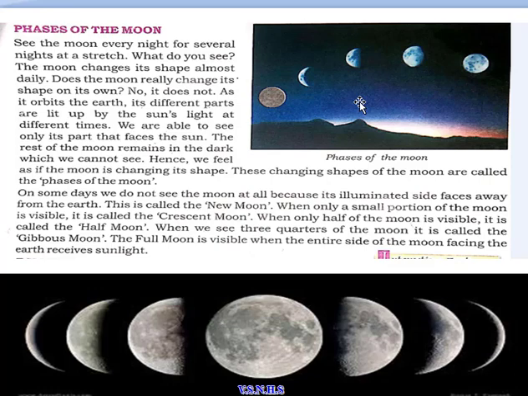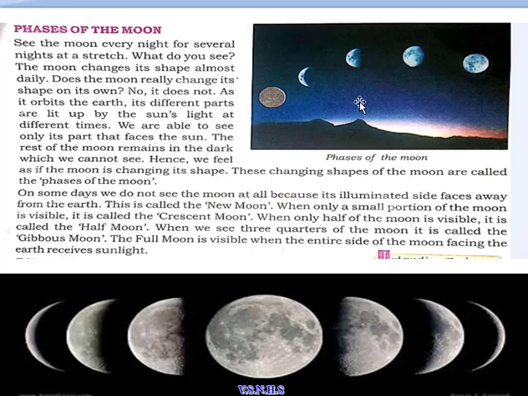On some days, we do not see the moon at all because its illuminated side faces away from the earth. That is, the whole moon fails to get the light of the sun, so no light is reflected back to us, and it's not possible for us to see the moon. This is called the new moon. After some days, only a small portion of the moon is visible. This is called the crescent moon.